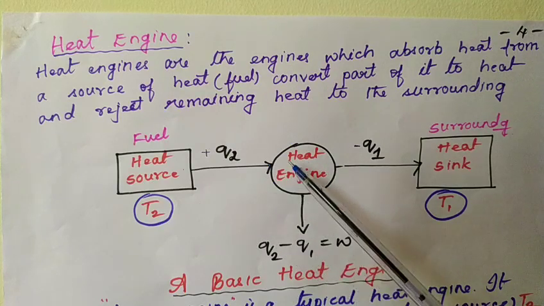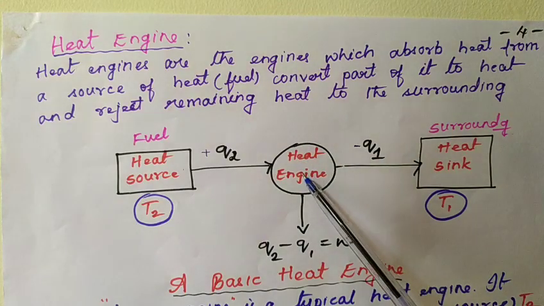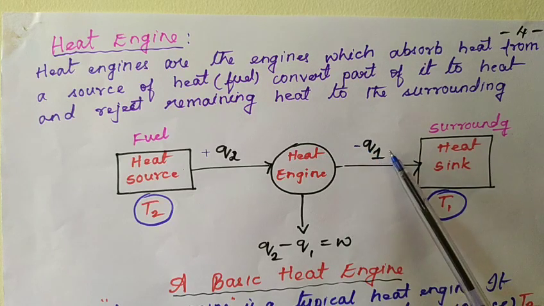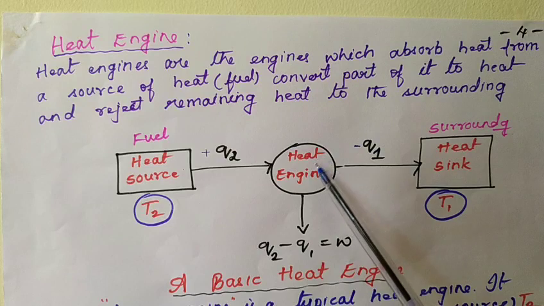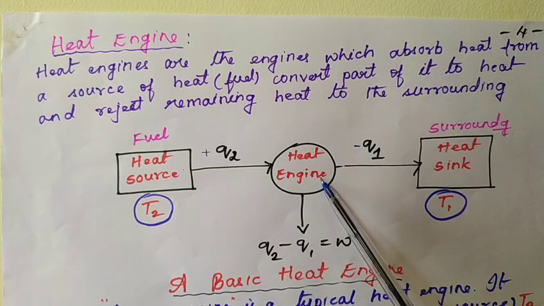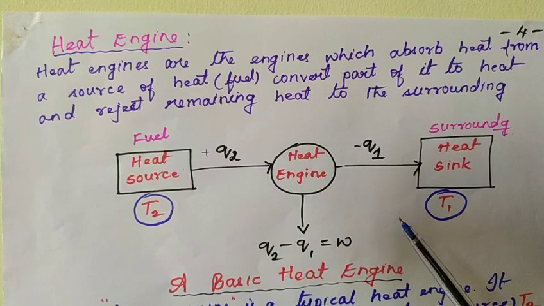The heat absorbed by the heat engine is converted to work, whereas the heat which is not converted is emitted back to the surrounding. Minus Q1 represents the heat liberated by the heat engine. So Q2 minus Q1 is equal to W, the amount of work done by the heat engine. This block diagram explains how the heat engine works.